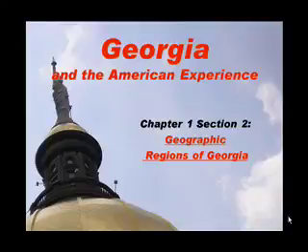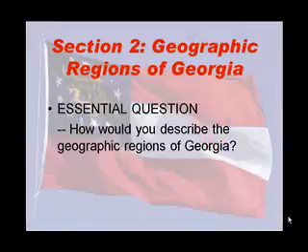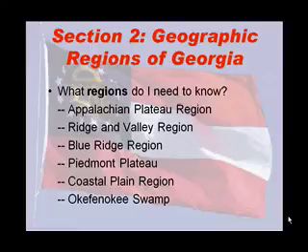Chapter 1, Section 2 is about geographic regions of Georgia. The essential question is, how would you describe the geographic regions of Georgia? The regions that you need to know are the Appalachian Plateau region, Ridge and Valley, Blue Ridge, Piedmont, and the Coastal Plain region. You'll also learn about the Okefenokee Swamp and Fall Line.